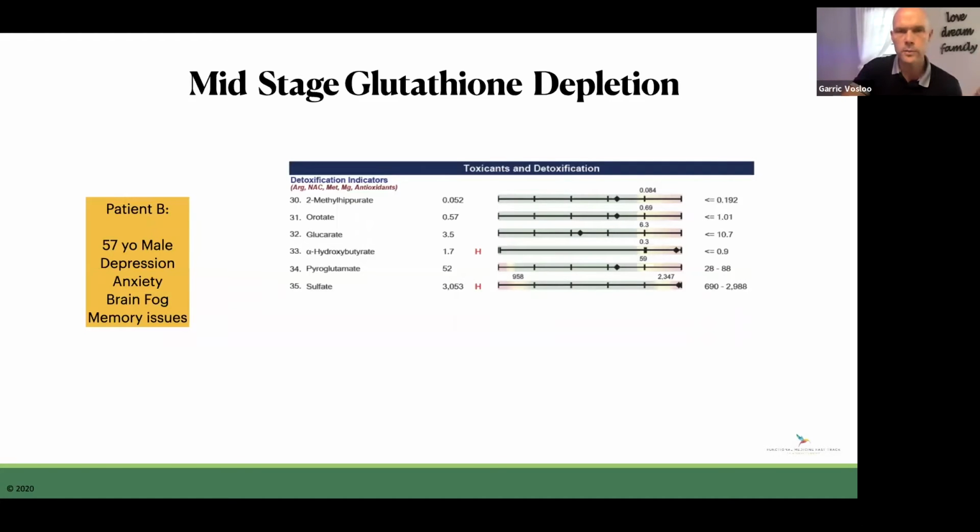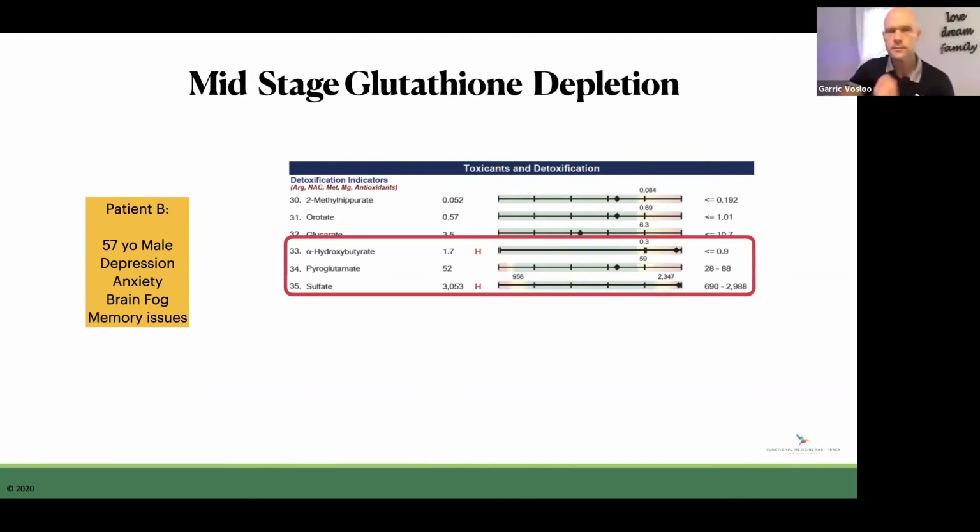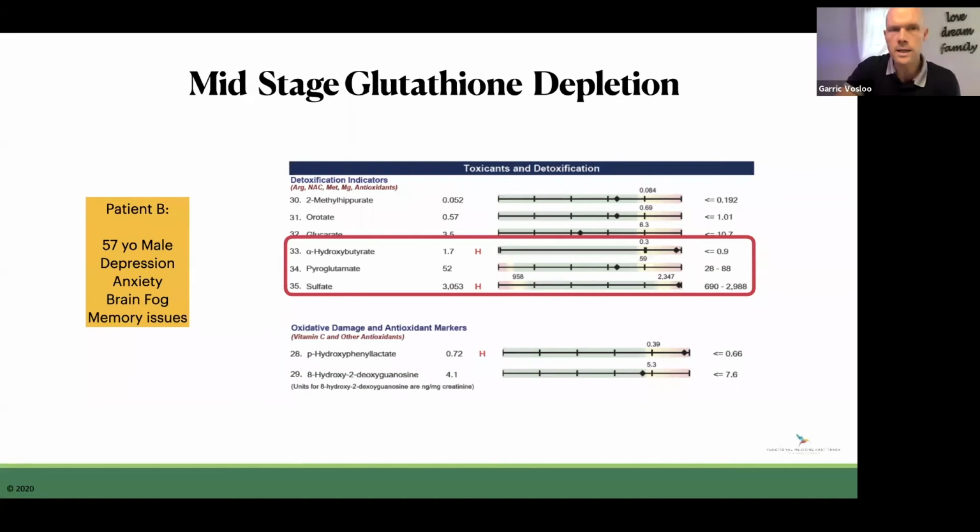Here we have patient B that we're bringing through again, so our 57-year-old male with depression. And a lot of these patients, when they've got these higher MSQs, we're going to expect some kind of oxidative inflammatory burden. So, you know, I very seldom see all alpha-hydroxybutyrate, pyroglutamate, sulfate in the 50th, 75th percentile, where we'd like them to be. They're going to be all skewed out. So this pattern now, where we look at these three, are going to be at the mid-stage range.